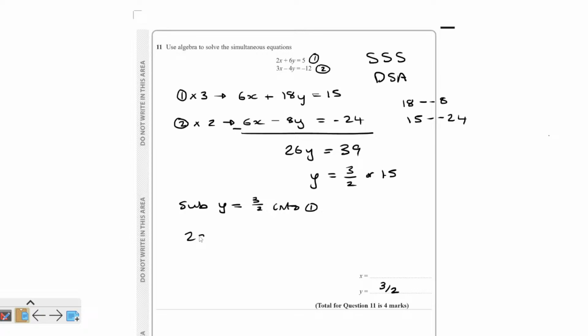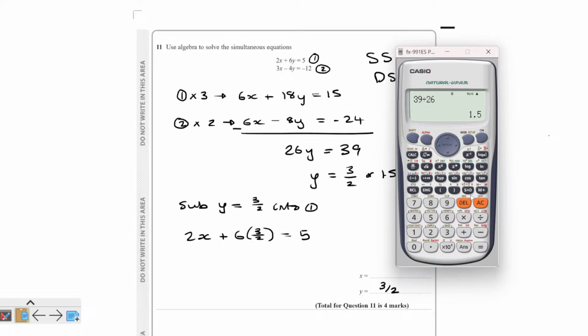So that would be 2x, because I still don't know what x is, plus 6 times 3 over 2 is equal to 5. And now do you see how I've got an equation with just x? So now I can solve that. So let's use our calculator to work out 6 times 3 over 2. So our answer was 1.5, wasn't it? 3 over 2 times by 6 gives me 9.